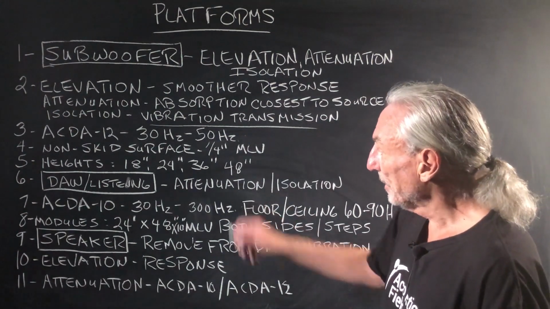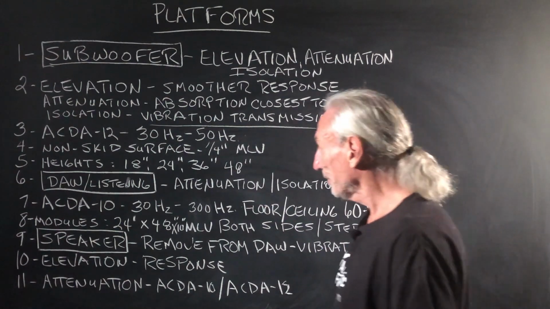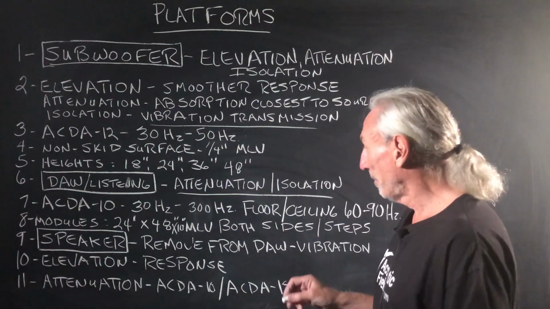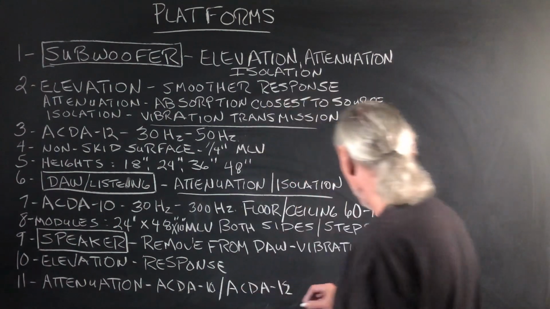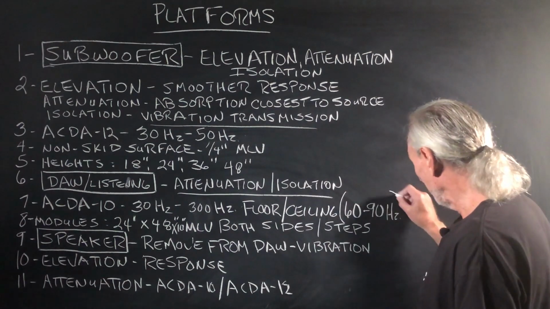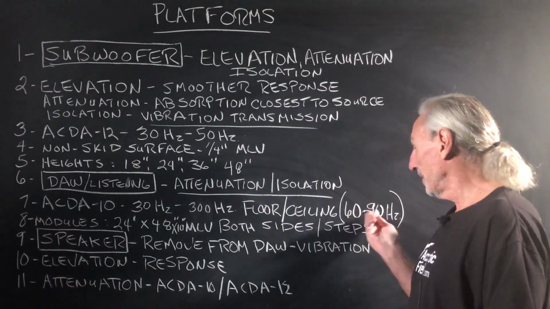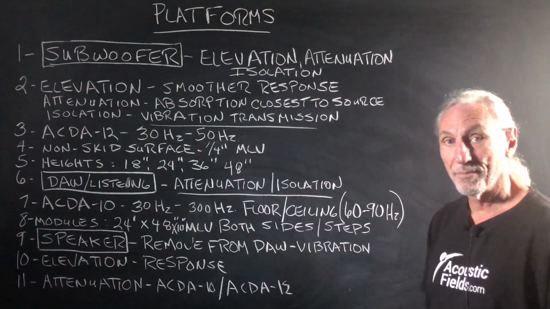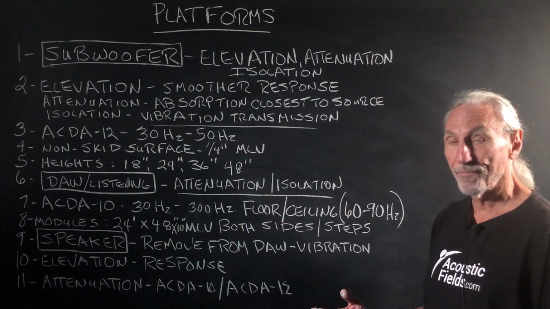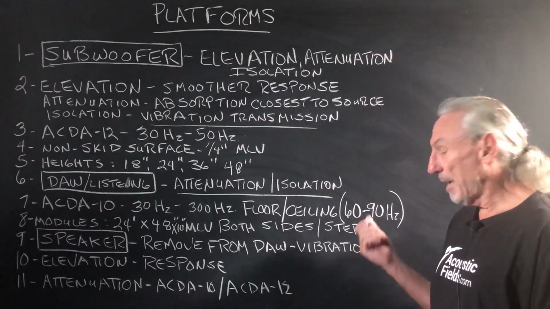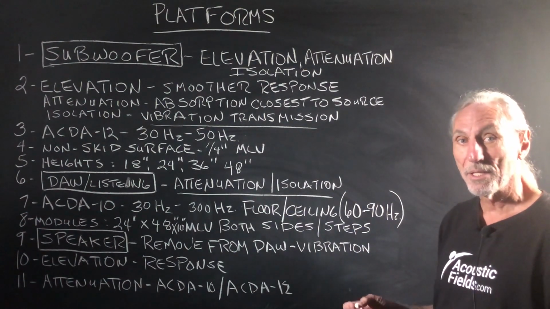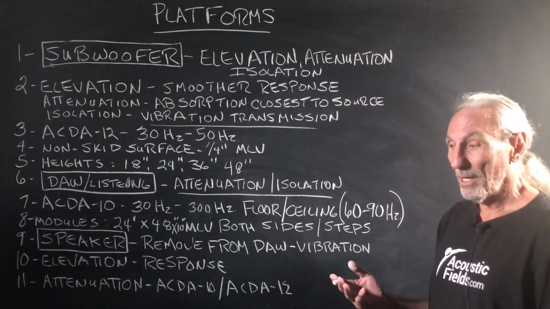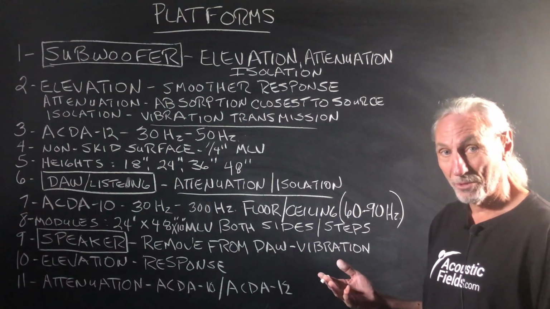Okay. Our DAW and our listening platform, attenuation and isolation. The biggest problem we have in our rooms today is these 8-foot ceilings. And these 8-foot ceilings create problems from 60 to 90 cycles. And how are you going to treat it? Well, you got the floor, you got the ceiling. To treat this kind of problem, you need mass, you need weight, okay? If you're going to attenuate any kind of rate that's worth talking about.